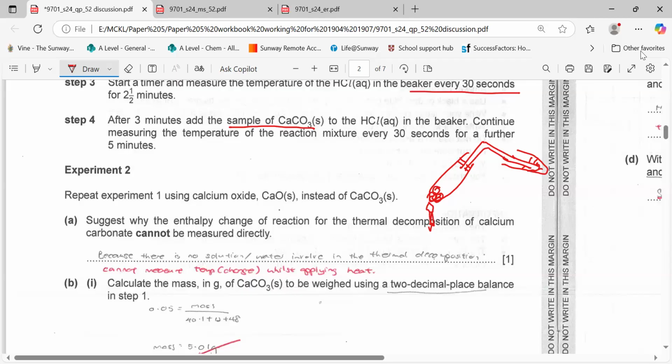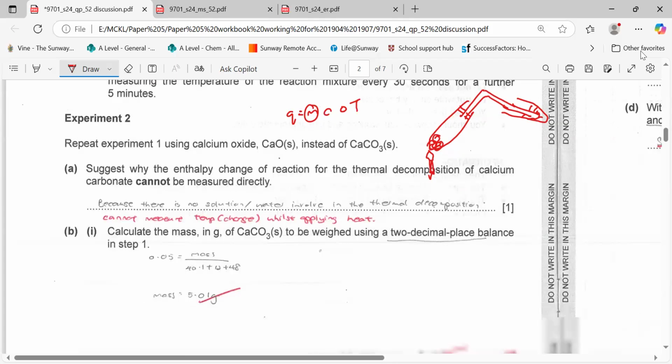If you want to see what I've written back then, I said because there is no solution or water involved in the thermal decomposition. My argument was that when we want to calculate heat, Q equals mc delta T, where m is the mass of the solution. So I was looking at the setup of the thermal decomposition, and there is no solution in it. So that was my initial answer, but obviously I was wrong. I think the marking scheme answer has a higher weightage to this.